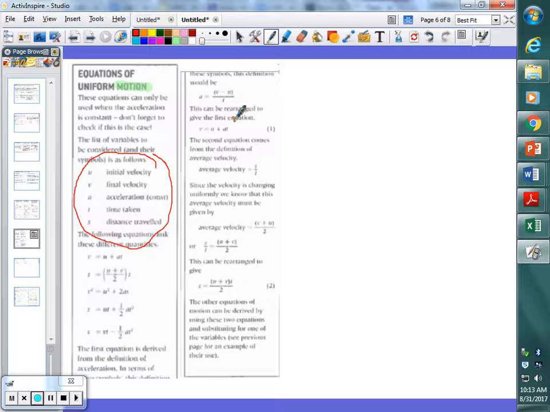We use the lowercase letter u to represent the initial velocity. We use the lowercase letter v to represent the final velocity. a is the acceleration, t is the time that elapses, and then s is the distance traveled, although that's not true. It actually should be displacement. It would be distance traveled as long as we didn't do what? Change direction.